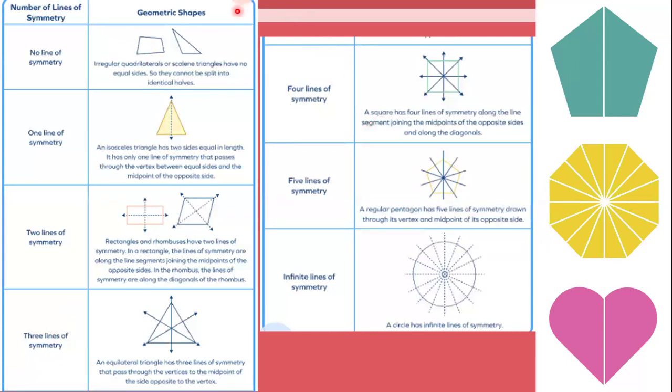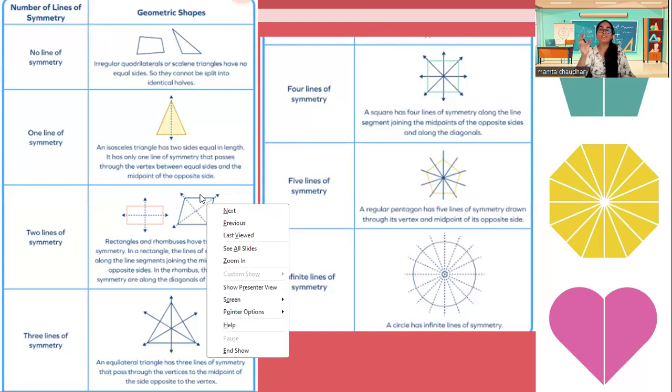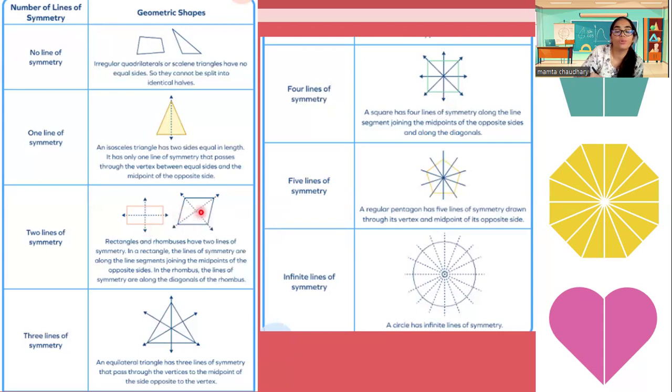Now next is what? Number of lines of symmetry are given to you and geometric shapes are also given to you. So here you can see that in such types of irregular quadrilateral or scalene triangle, you will not have any line of symmetry. Okay. In an isosceles triangle, just now you have seen we have one line of symmetry. In a rectangle and in a rhombus. What is a rhombus? A rhombus is a tilted square. Okay. So in a rectangle and rhombus, we will have two lines of symmetry.